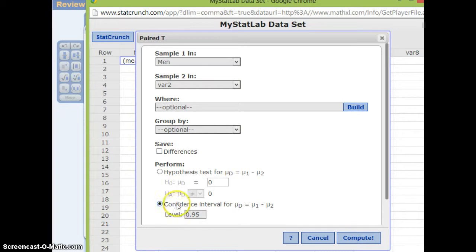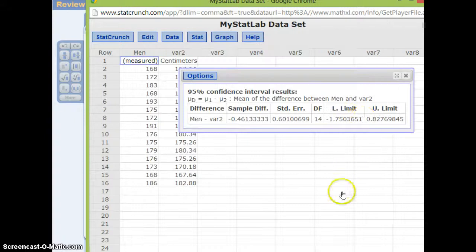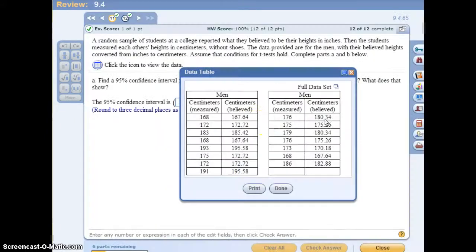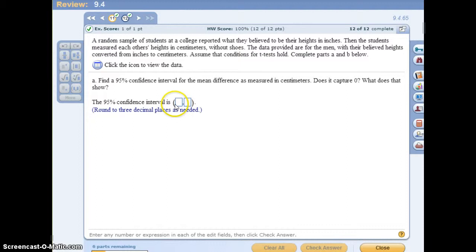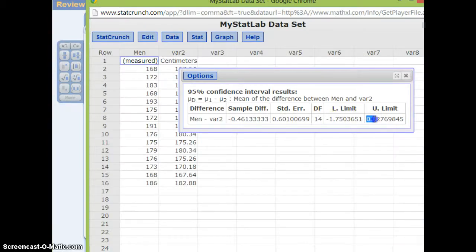So we click confidence interval and check that it is 95%, and then we press compute, and here is the upper bound and the lower bound of the confidence interval. We round that to 3 decimal places as the question requires.